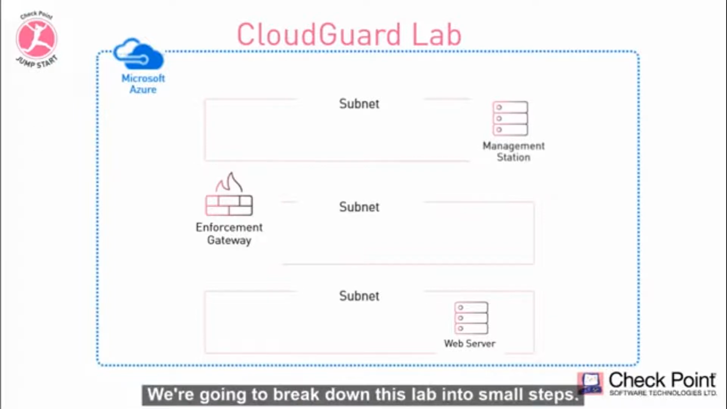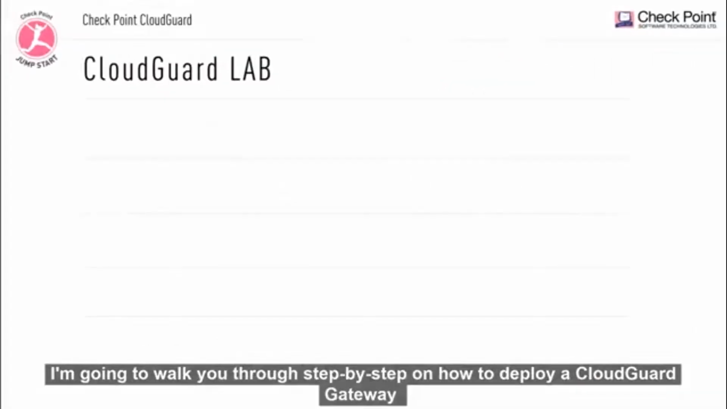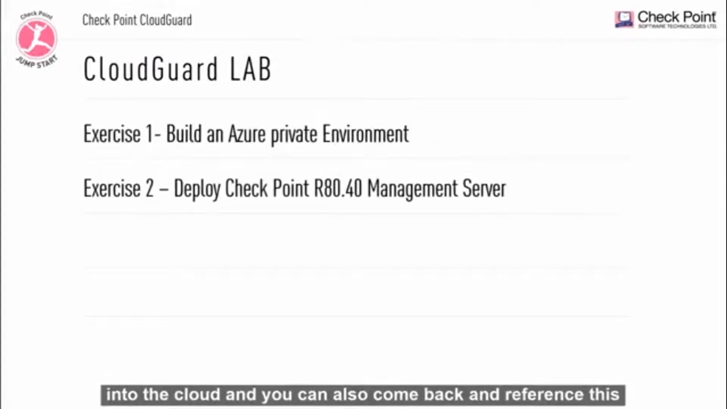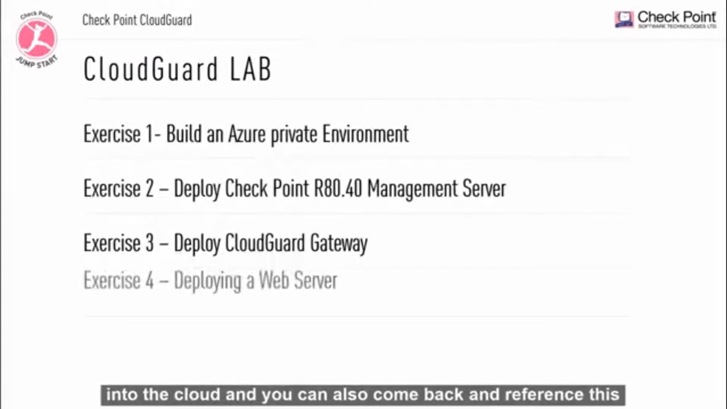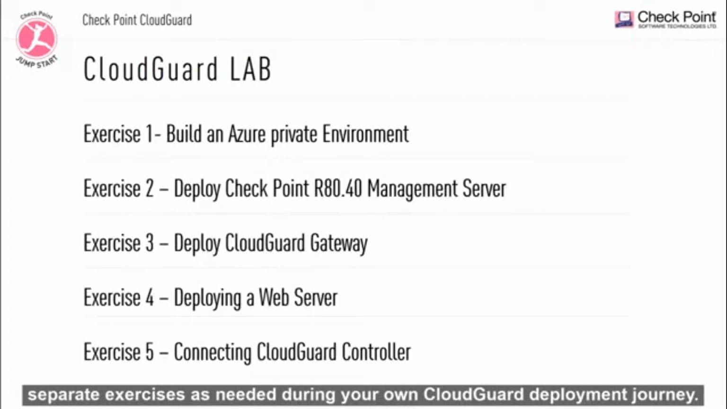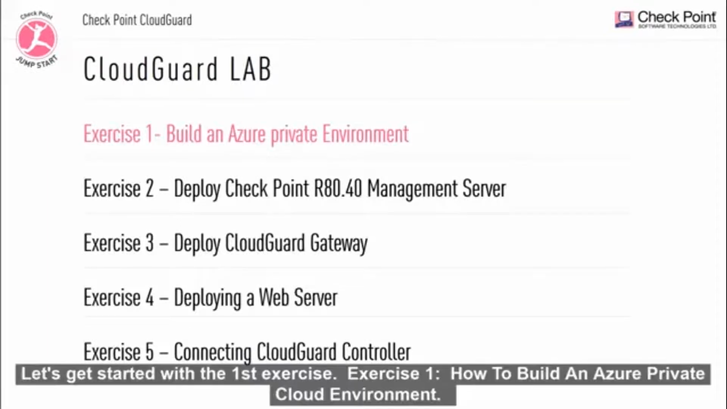We're going to break down this lab into small steps. These steps will be broken down into 5 separate exercises. I'm going to walk you through step by step on how to deploy a CloudGuard gateway into the cloud. And you can also come back and reference these separate exercises as needed during your own CloudGuard deployment journey. Let's get started with the first exercise.